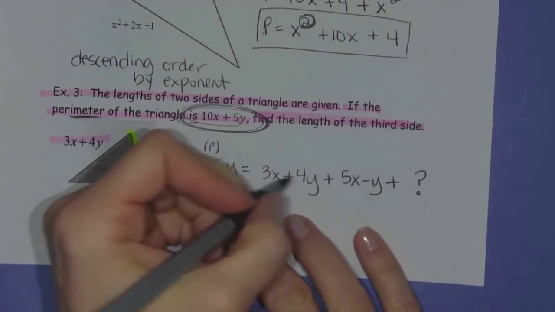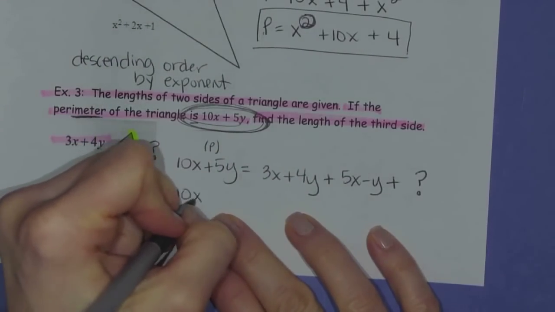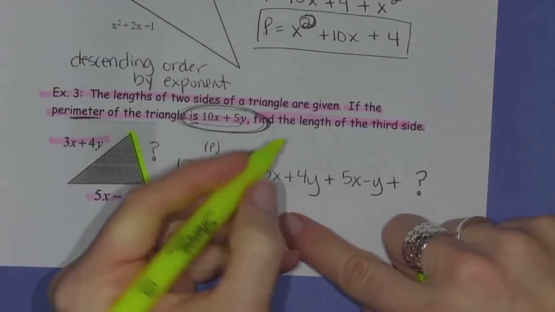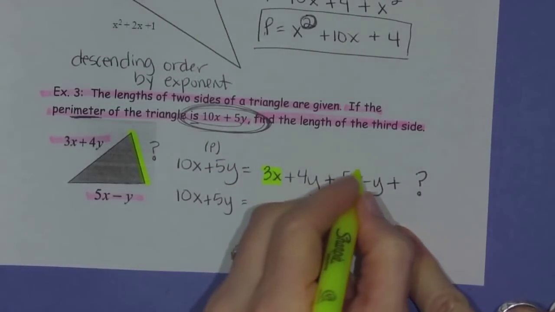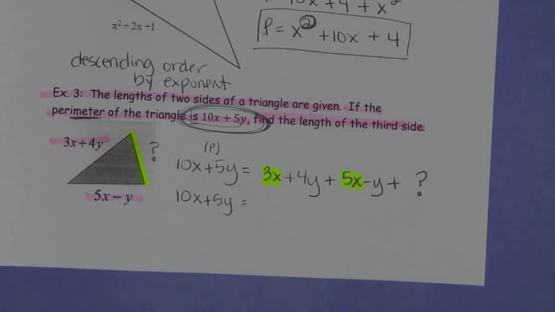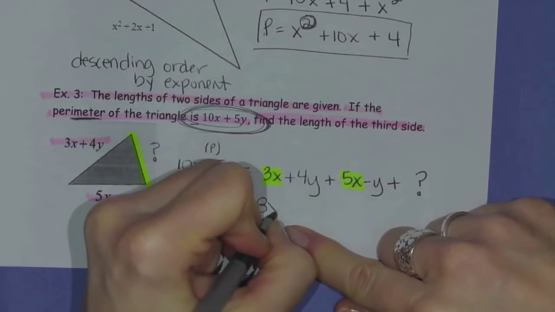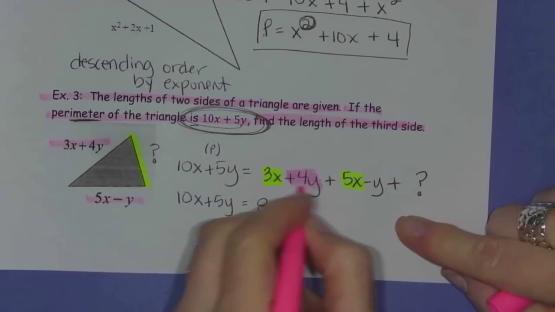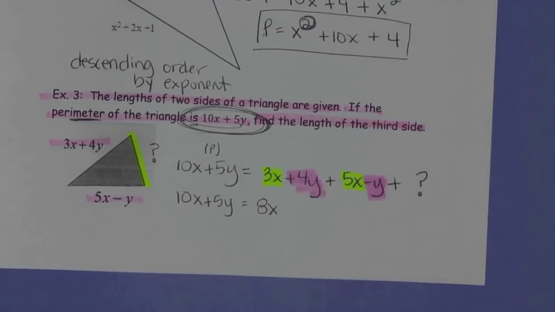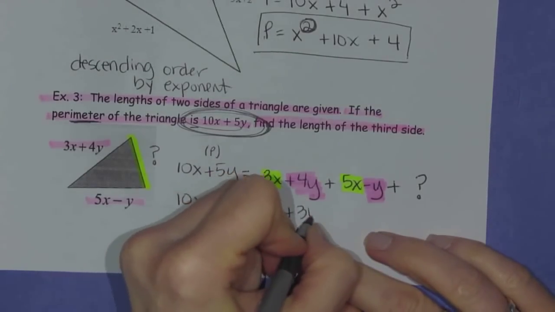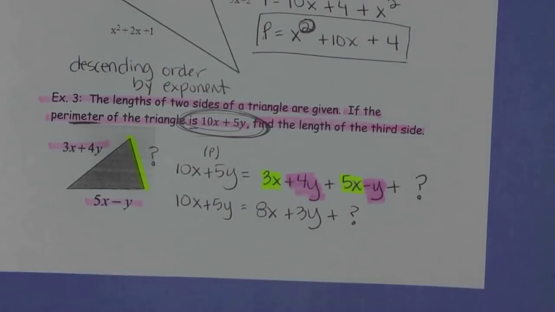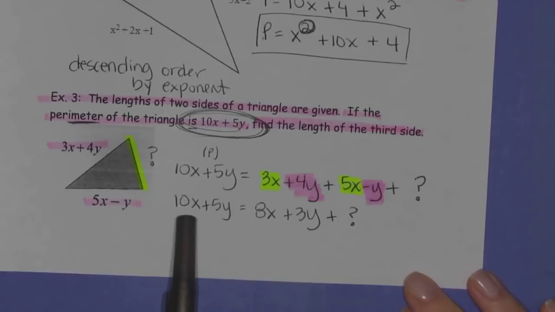So let me combine my like terms so far. So here's 10x plus 5y. I'm just going to bring that down. Okay, let's combine the like terms that I've got here. So I've got a 3x and a 5x. So that's going to make 8x. And then I have a 4y minus a 1y. So if I take 4y minus 1y, I have a positive 3y. And I still have to add that third side, question mark, to get my perimeter.